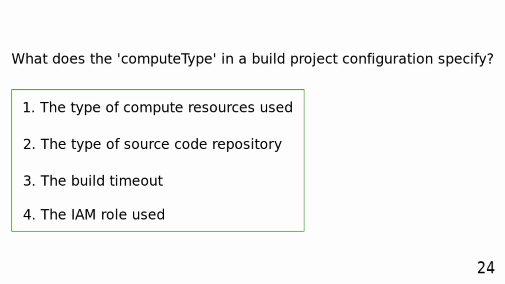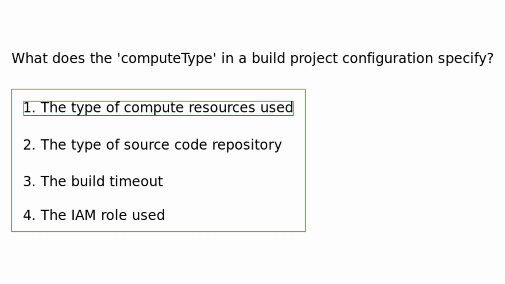What does the compute type in a build project configuration specify? The type of compute resources used. The type of source code repository. The build timeout. The IAM role used. The compute type in a build project configuration specifies the type of compute resources used for the build.